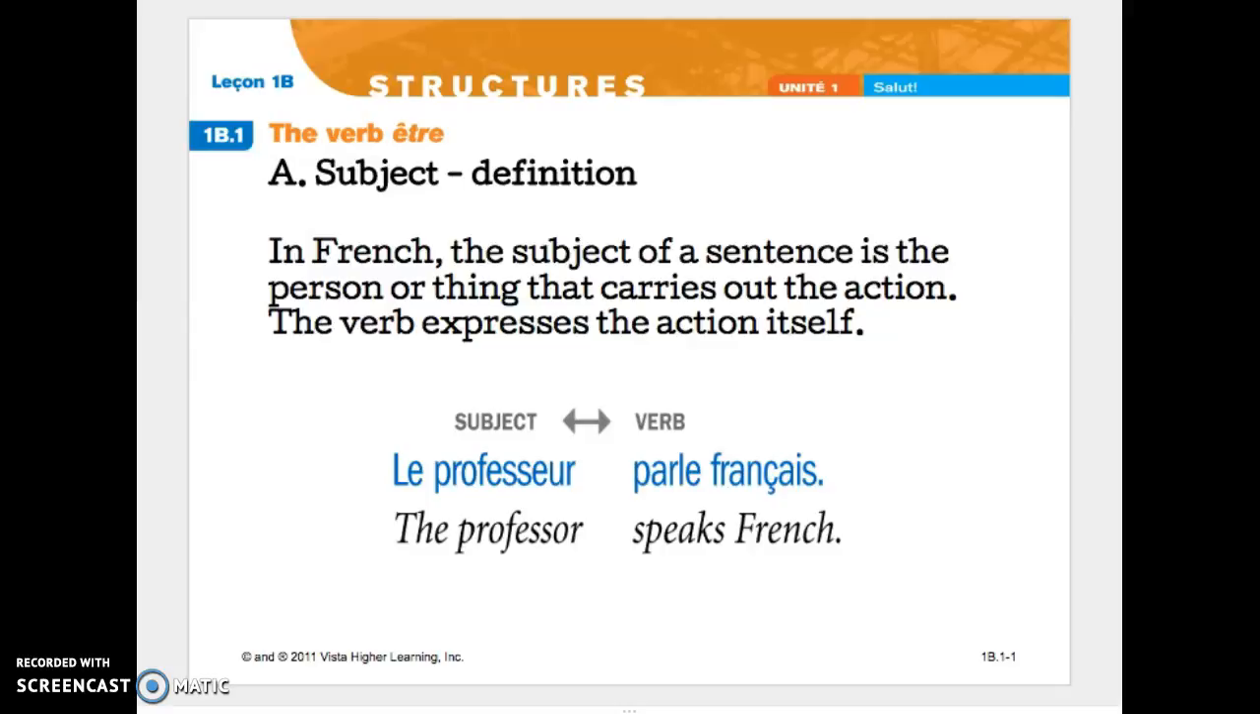Definition of a subject is what you see on this slide. It's the person or thing that carries out the action of the sentence. The verb expresses the action. In our sample, le professeur parle français, the professor speaks French. Le professeur is the subject, and speaking French, parle français, is the verb.